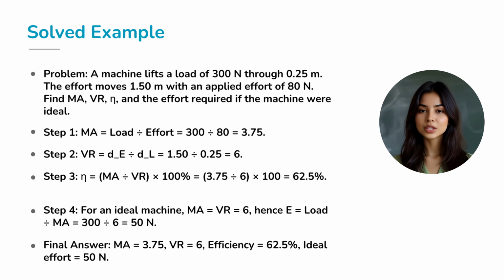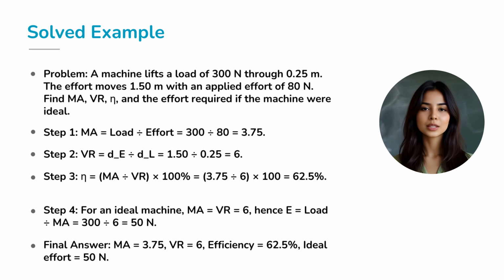First, the velocity ratio is the effort distance divided by the load distance. That is 1.50 divided by 0.25, which equals 6. Next, the mechanical advantage is the load divided by the effort. This is 300 divided by 80, giving 3.75. For the efficiency, we divide the mechanical advantage by the velocity ratio and multiply by 100%. That's 3.75 divided by 6 multiplied by 100, giving 62.5%.